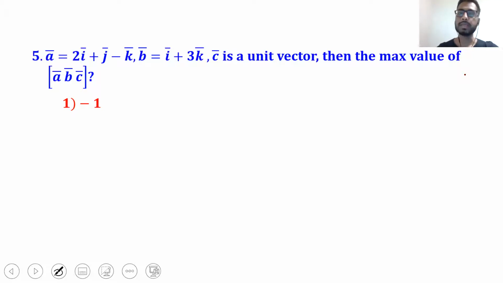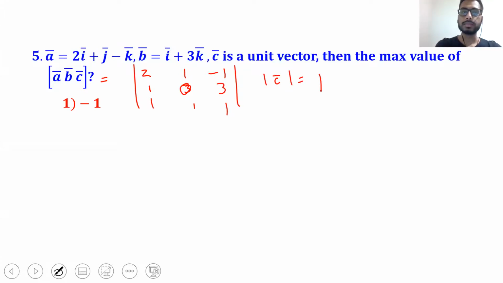A bar and B bar are given. C bar is given as a unit vector. I have to find maximum value of [A B C]. So maximum value of [A B C], I can directly substitute the values over here. I have A as 2, 1 and minus 1. B is 1, 0 and 3. C bar is given as unit vector, or I can say that the magnitude of this is going to be equal to 1.